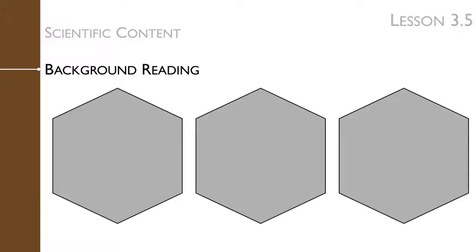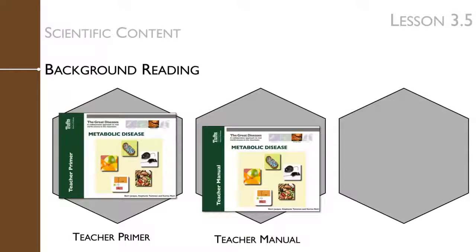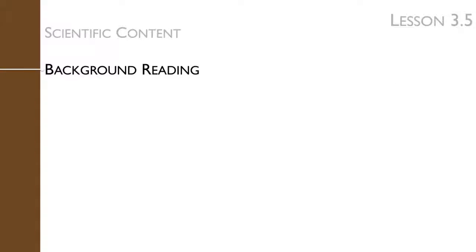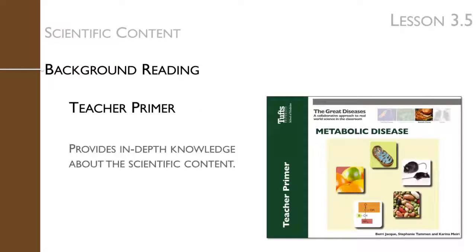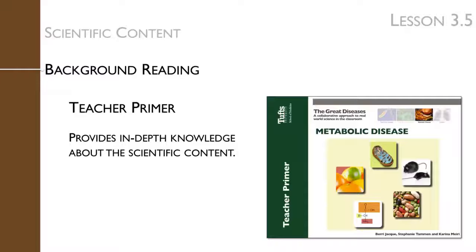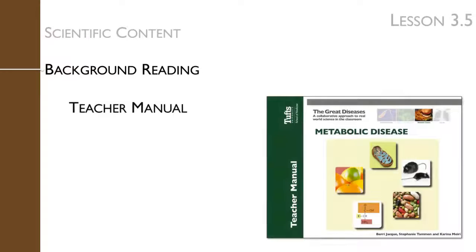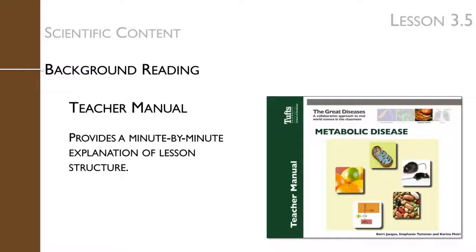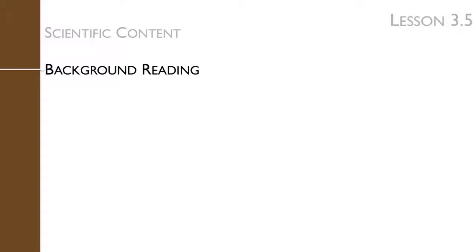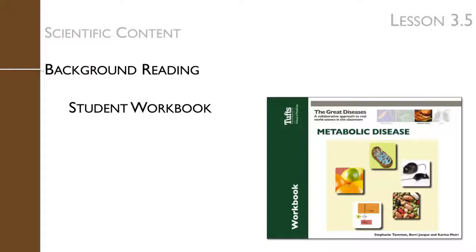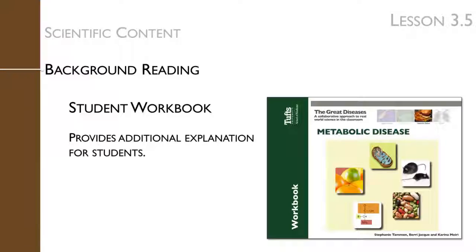You can review the scientific content in the background reading provided for you in the teacher primer, the teacher manual, and the student workbook. The teacher primer provides in-depth knowledge about the scientific content presented in this lesson. The teacher manual or lesson plan provides a minute-by-minute explanation of the lesson structure, including instructions on how to manage the discussion and the activity. The student workbook provides additional explanations for students.